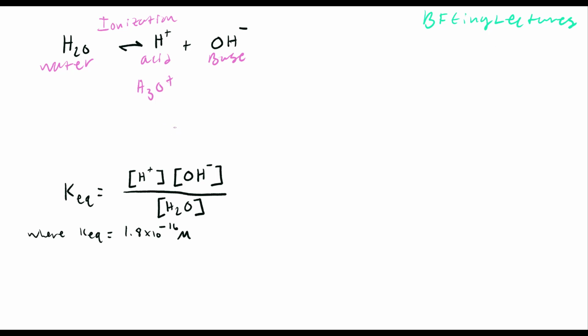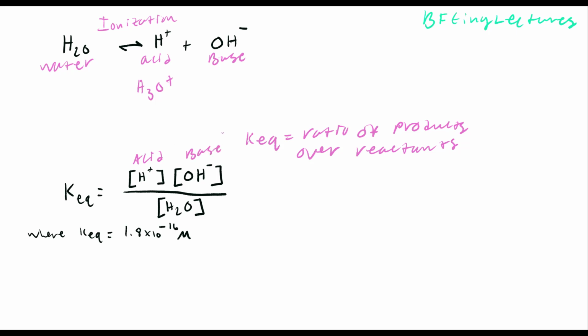Now, if you're more into math, which a lot of people aren't, we can actually describe this via an equation, okay? So the K, which is the equilibrium constant, is actually a ratio. So Keq is a ratio of products over reactants. So as you can see, our products, which is the acid and the base, is over the reactant.